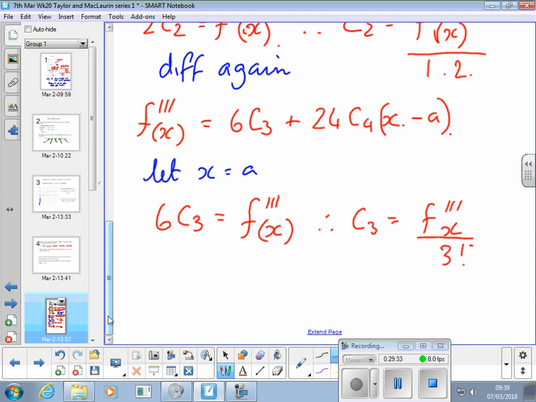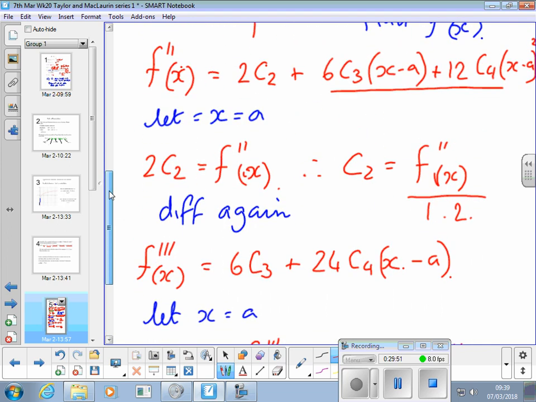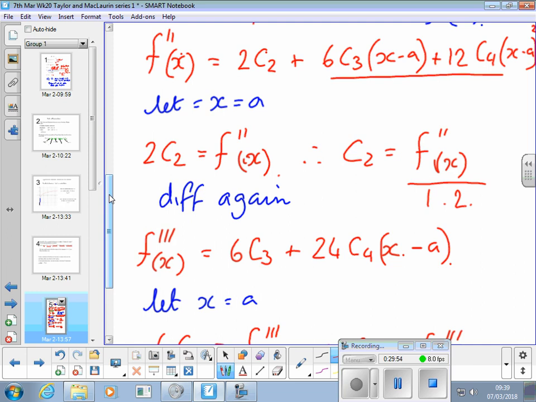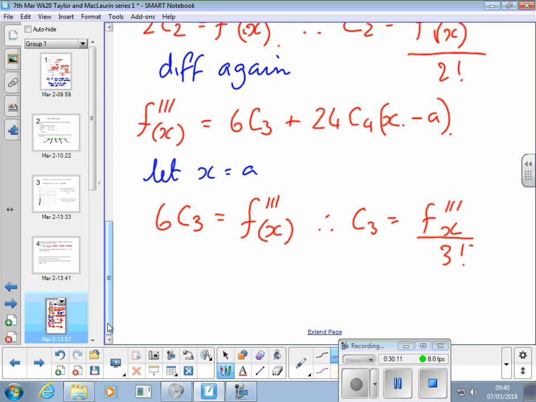Yeah, but look, you're still dividing by 6. 1 times 2 is 2, times 3 is 6. Why do it? If you look at this one, how could we write that? We could write 2 factorial, right? 1 times 2. Yeah. If we differentiate again now, what do you think we end up with?